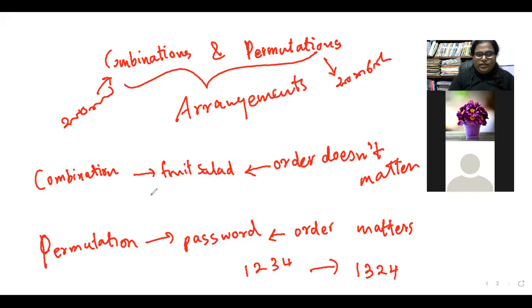So we have two formulas for these combinations and permutations, like NCR and NPR, right? So NCR means if there are n number of objects, we can choose r number of selections here.